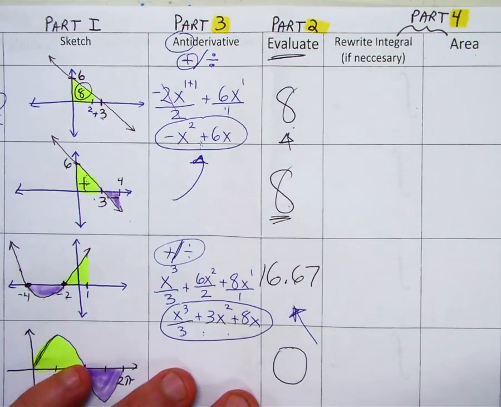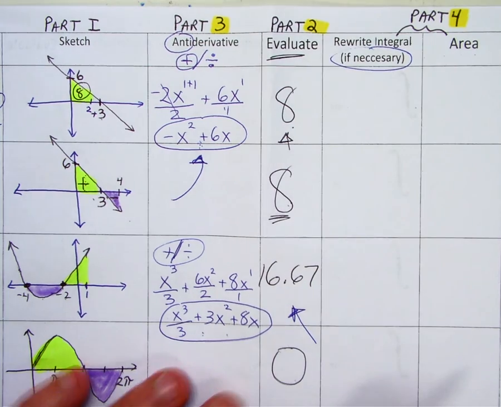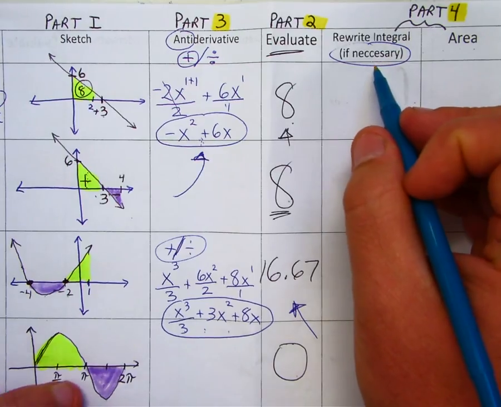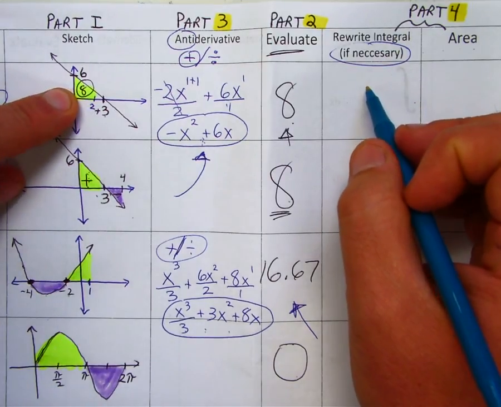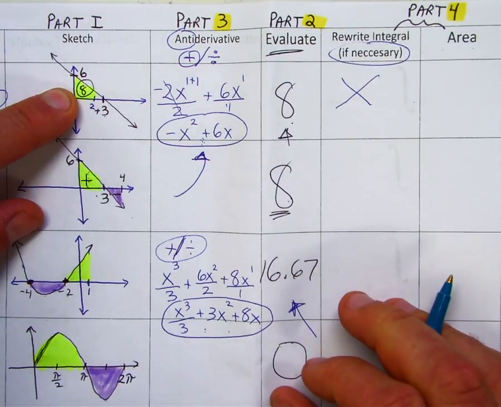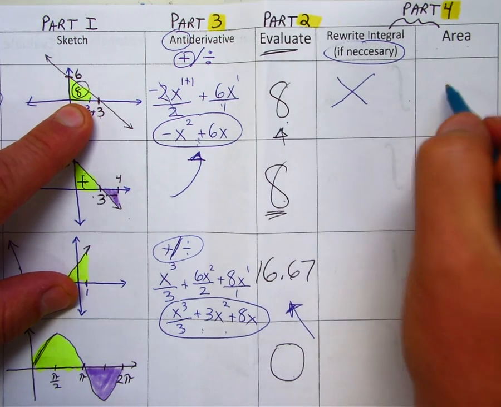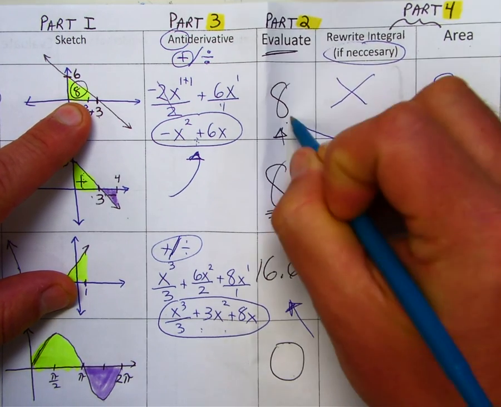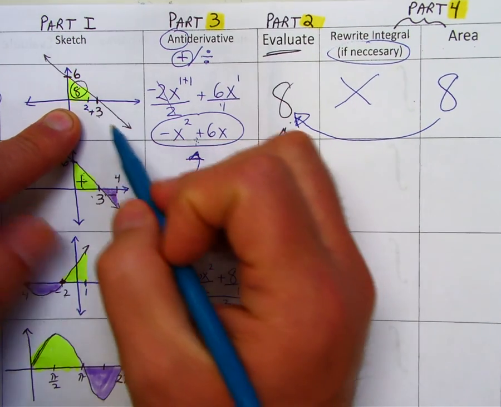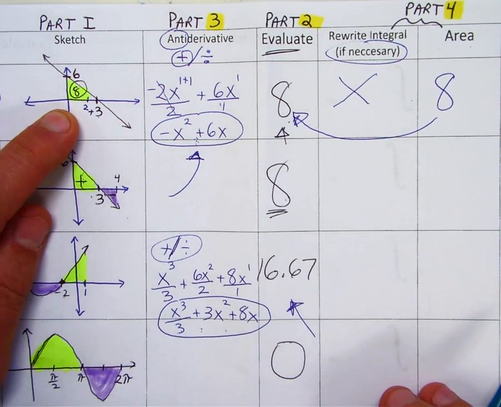Okay, so now notice I have rewrite integral if necessary. The way you're going to know if you have to rewrite the integral is if all of the area is above sea level, you don't need to do it. Notice that on here, all the area is above sea level, so in this case the area is equal to the evaluate answer. There's not area above and below sea level fighting with each other, so they're the same exact answer.